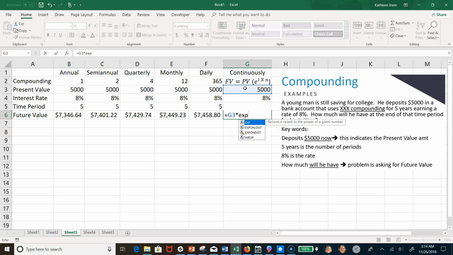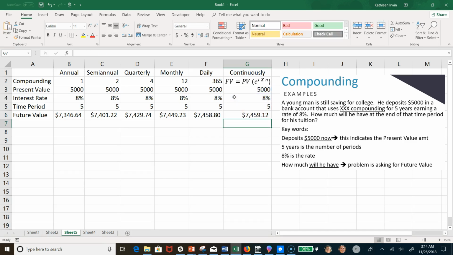And then we're going to put in our number of periods, which I have to go over to get to on my copy. And then I'm going to multiply that by our percentage rate for interest. And then I'm going to close that and then hit enter, and we should get our answer. And that, you will see, is even higher than our daily rate. So it is the highest amount of interest that you can earn on this amount of money.